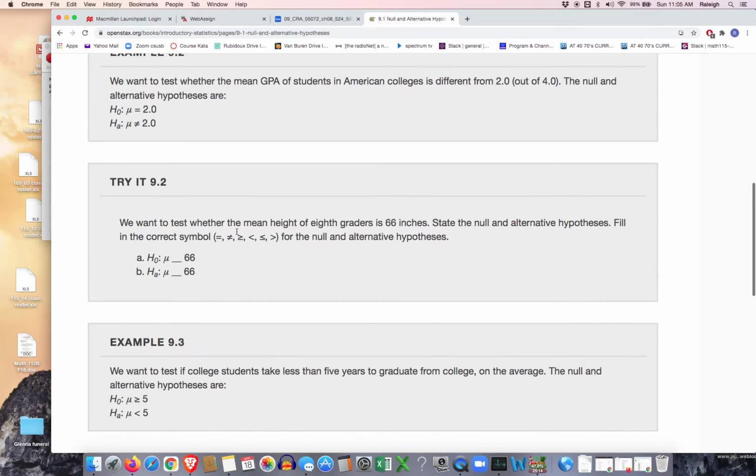So here we want to test whether the mean height of 8th graders is 66 inches. I didn't see greater than, I didn't see lesser than. That is simply an equal 66 and a not equal 66. And by the way, for these two-tailed tests, it's unanimous. All books say exactly the same thing. Equals on top, not equals on the bottom. There's no doubt at all about two-tailed tests because we're in universal accordance.